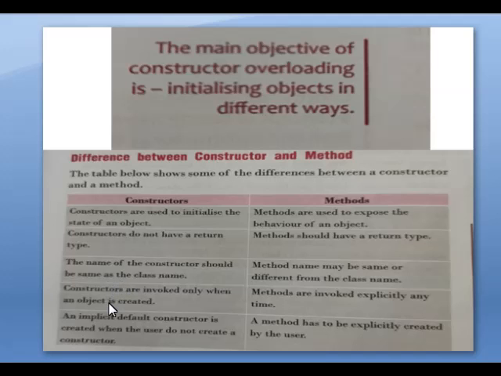Constructors are invoked only when an object is created, while methods are invoked explicitly at any time. An implicit default constructor is created when the user does not create a constructor, so the compiler automatically creates one. A method has to be explicitly created by the user. So these are the main differences between constructors and methods.